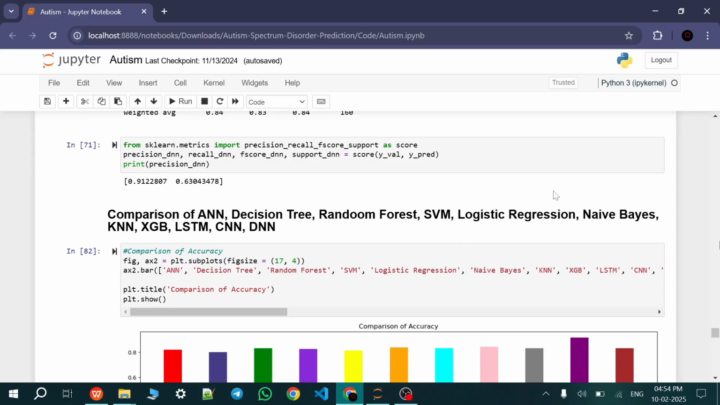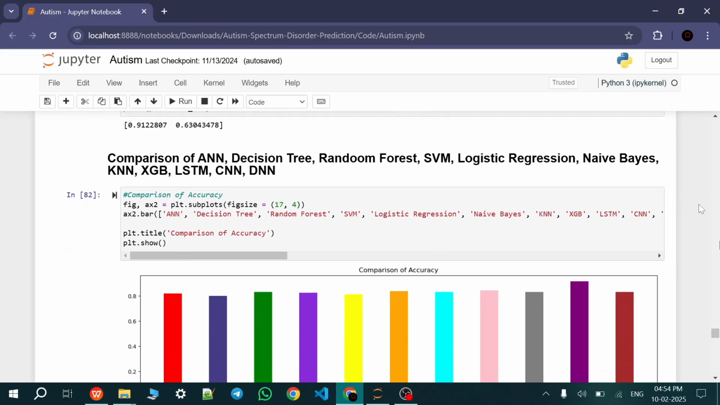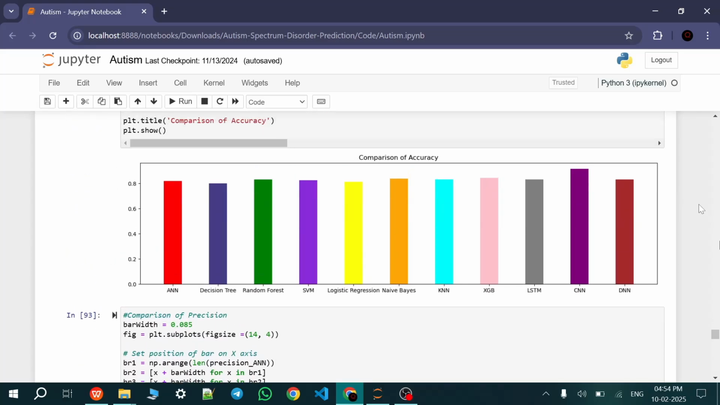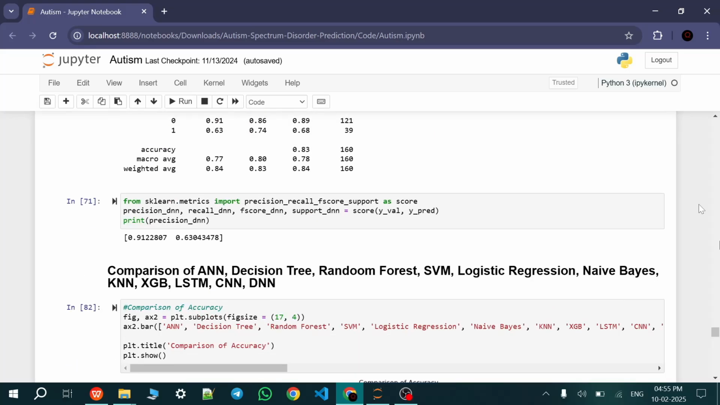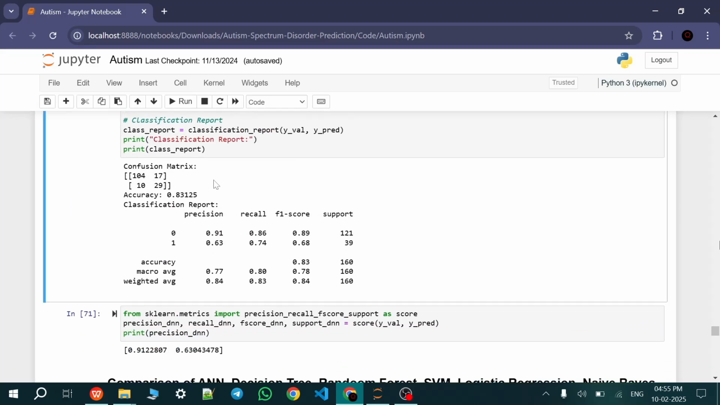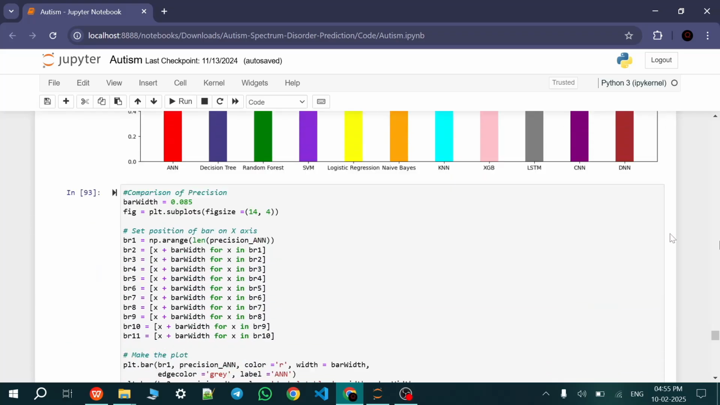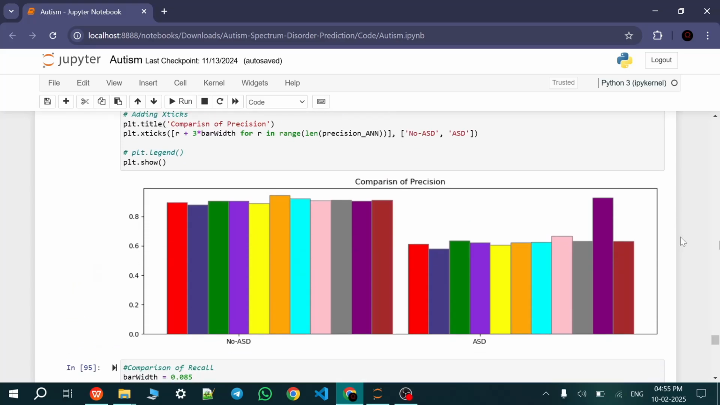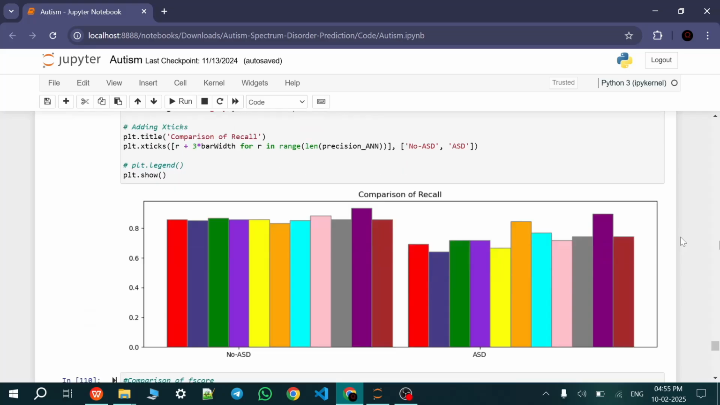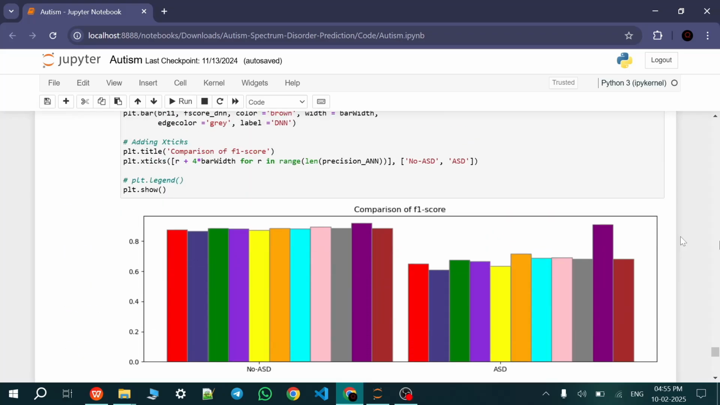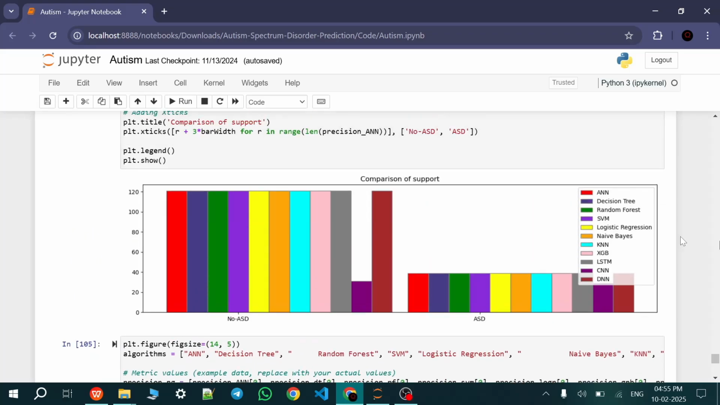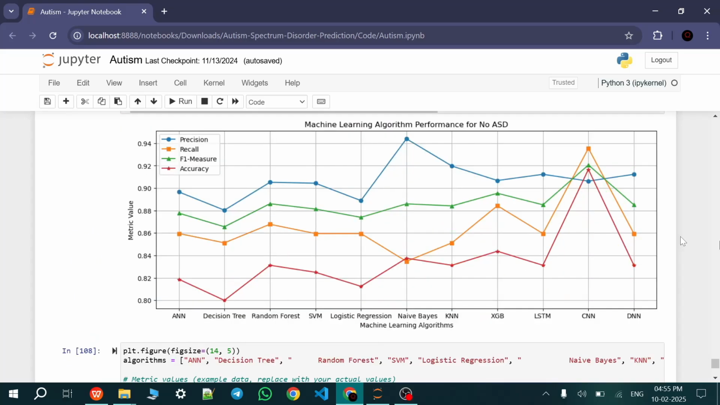Okay, now coming to the comparison part. After training our model, this is the comparison of accuracy. If you want the exact number, I'll say come to the confusion matrix and take accuracy directly, this is giving the exact number. And after comparison of accuracy, coming to the comparison of precision, then comparison of recall, F1 score, support, and here it is the comparison of all of those things in one chart.